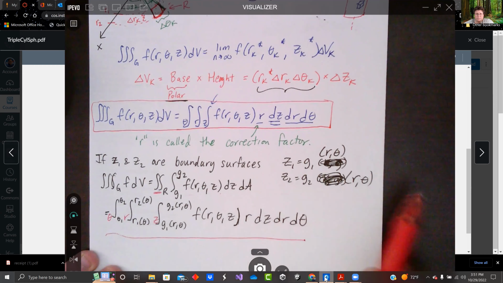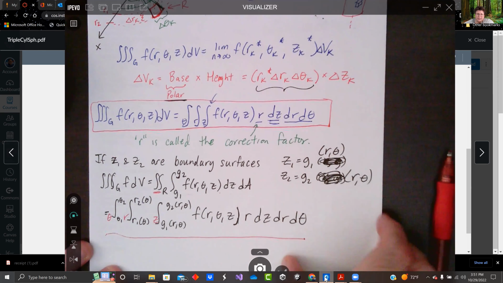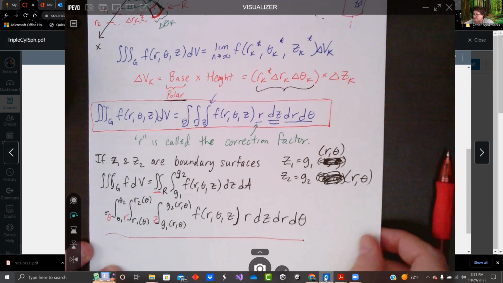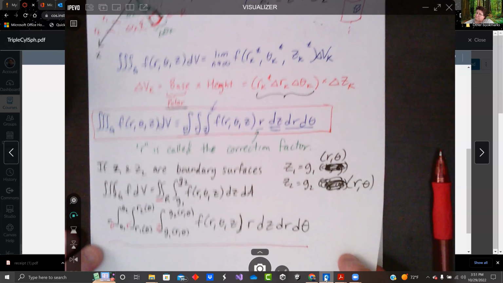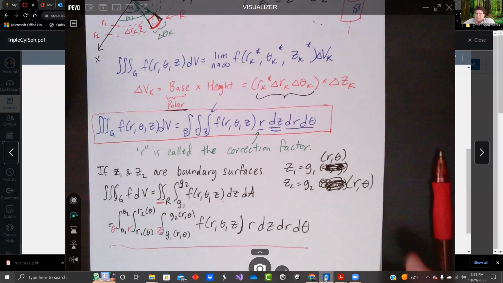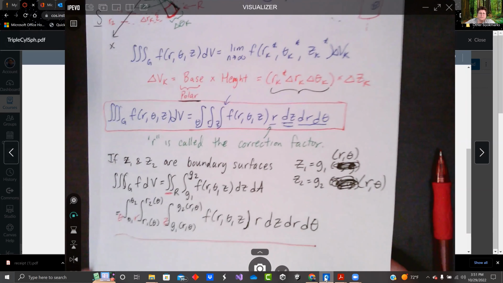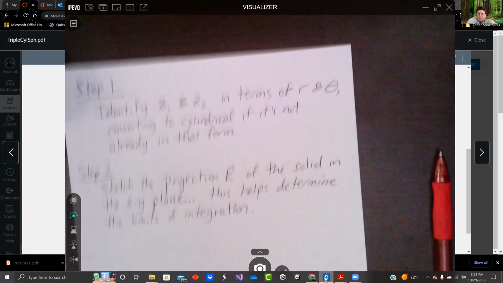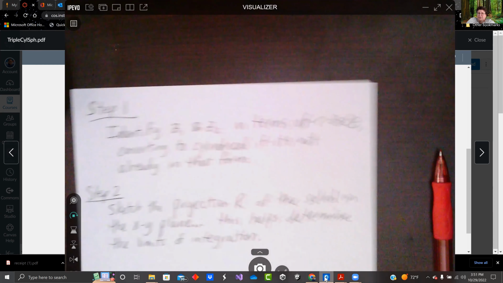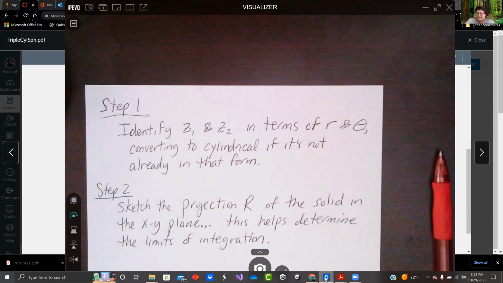Theta tends to be pretty boring. It's just sweeping out a loop. We do it last. r tends to depend on theta though for weird shapes. So steps, we need to identify what those z1 and z2 are in terms of r and theta, not x and y. And then convert to cylindrical if they're not already in that form.